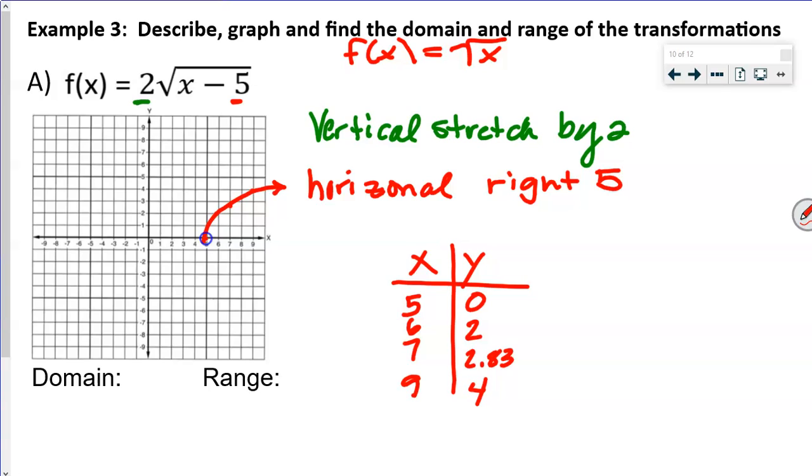So now, remember, we talked about our domain. Now, this graph is going up and to the right. So we said our x is going to be, in this case, greater than or equal to whatever our h was. So what was our h here? It was 5, right? Okay. And then our range is going to be our y, excuse me, and we didn't have a k on this one, so that means y is going to be greater than or equal to 0, okay?